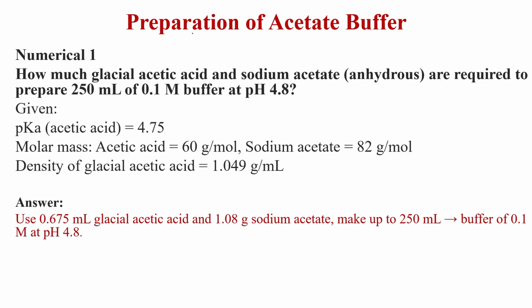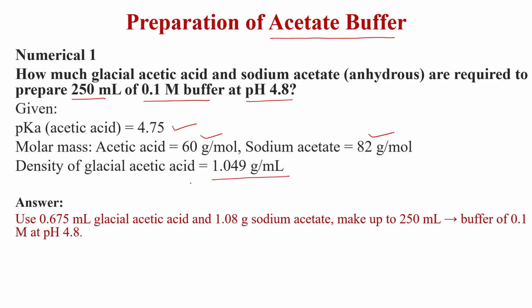Welcome. So in this video we will do some of the numericals on preparation of buffers. So the first numerical is on acetate buffer. The question is, how much glacial acetic acid and sodium acetate are required to prepare 250 ml of 0.1 molar buffer at pH 4.8. We are given the pKa of acetic acid as 4.75, acetic acid molecular weight 60, sodium acetate molecular weight 82, and the density of glacial acetic acid is given as 1.049 gram per ml.